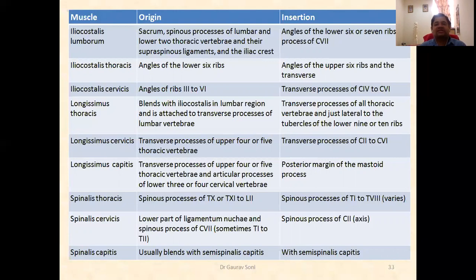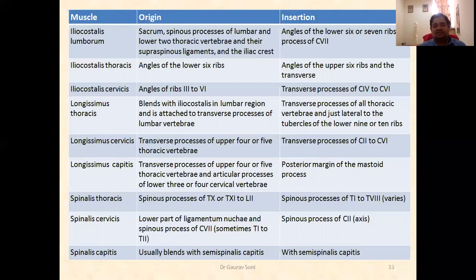Longissimus cervicis starts from the transverse processes of upper 4 or 5 thoracic vertebrae, T1, T2, T4 or T5, and gets inserted into the transverse processes of C2 to C6. Longissimus capitis starts from the transverse processes of upper 4 or 5 thoracic vertebrae and the articular processes of lower 3 to 4 cervical vertebrae, means C5, C6, C7, sometimes C4 also. Now the name is capitis, so it has to get attached to the skull, at the posterior margin of the mastoid process. So this is the longissimus group.